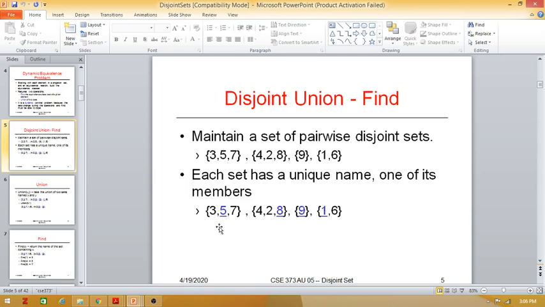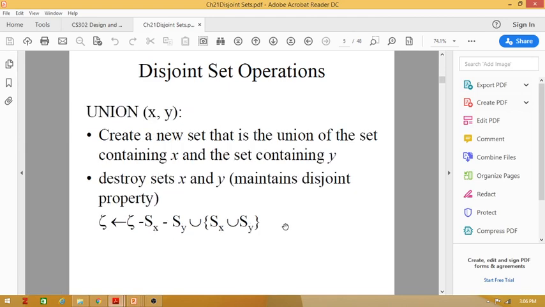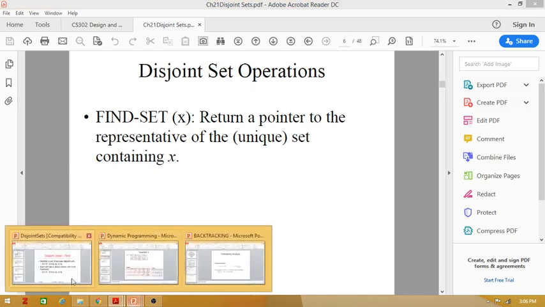If I go for find set 3, the answer will be 5. Find set 5, the answer will be 5. Find set 7, the answer will be 5. Find set 2, the answer will be 8. Find set 1, the answer will be 1. Find set 4, the answer will be 8. These are the find set operations. Find set will return a pointer to the representative of the unique set containing that particular element.